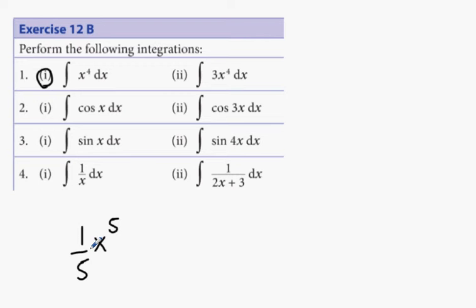How would you check your answer? Differentiate it. When you differentiate it, it should turn back into the original x^4. Second one, really quickly.